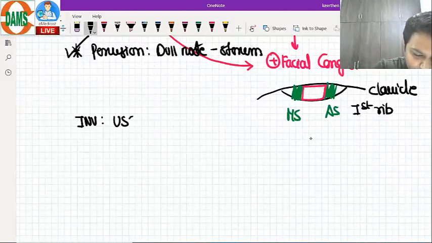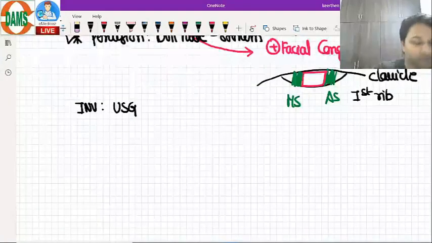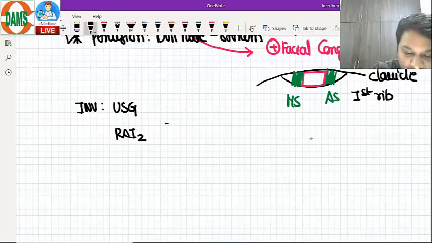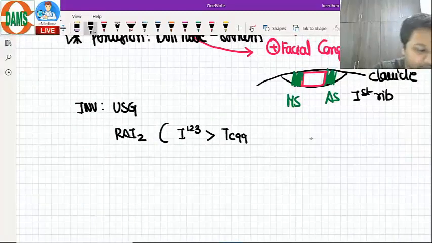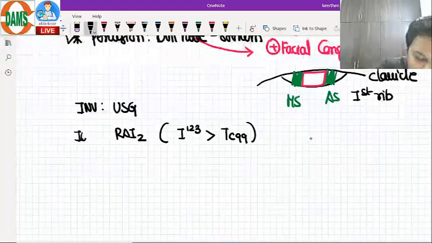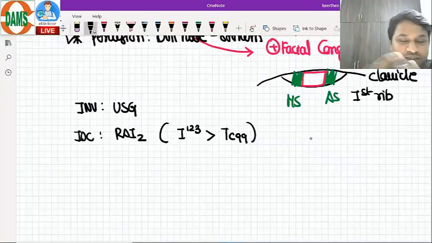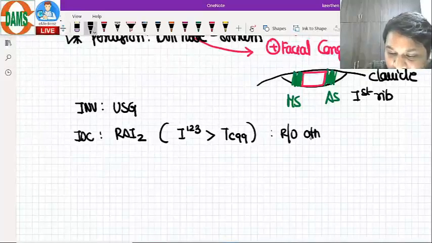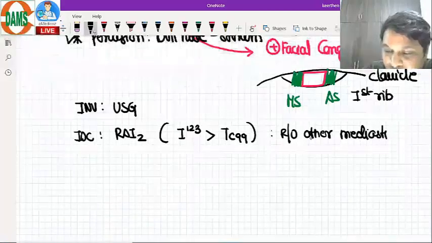Okay. Now, how would you like to investigate? The first investigation is always an ultrasound. Ultrasound will be able to tell you the extent of the gland. The best investigation to confirm the diagnosis would be a radioactive iodine scan. Iodine 123 is preferred over technetium 99 pertechnetate scan. In fact, why is radioactive iodine the investigation of choice? It not only tells you that there is a large gland present, it also rules out other mediastinal tumors.